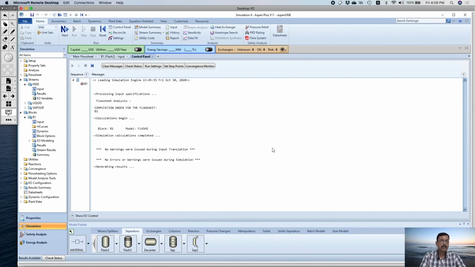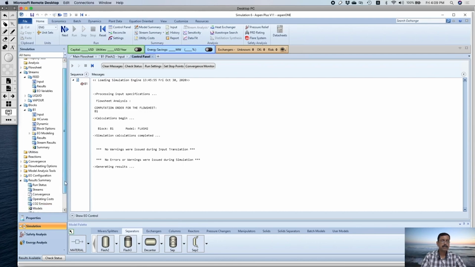Now we go back to the simulation. You see what happens. These are the loading simulation engine, processing input specification, flow sheet analysis, computation order for the flow sheet. Calculation begins for block 1, flash 2, simulation calculation completed, no warning, no error, generating result. So we have got some results. So go to the result summary.